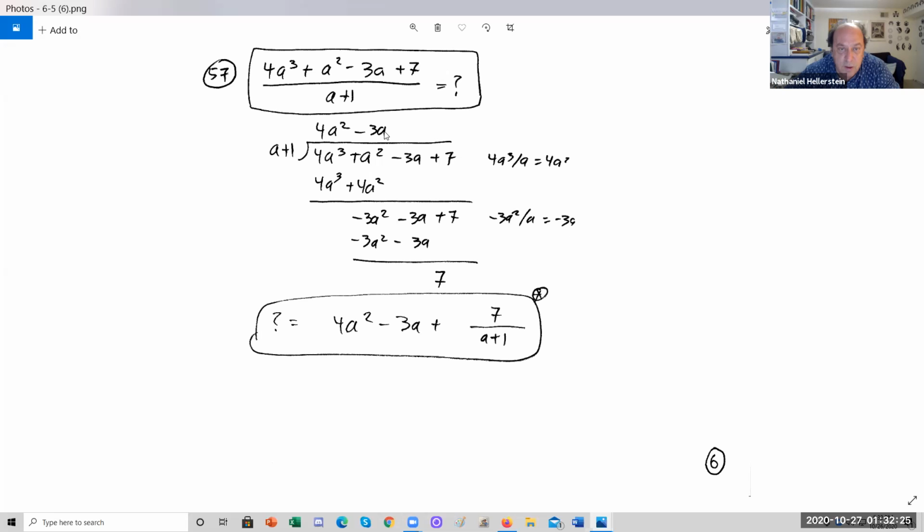Put that in here. Minus 3a times a plus 1 is minus 3a squared minus 3a. After subtracting, the a squared and the a terms cancel, leaving only the constant remainder 7. So the ratio equals quotient 4a squared minus 3a plus the remainder 7 over a plus 1.